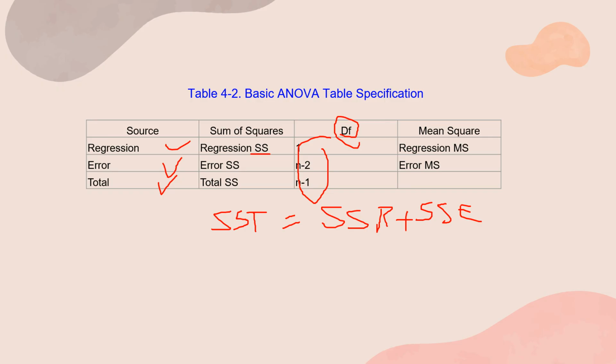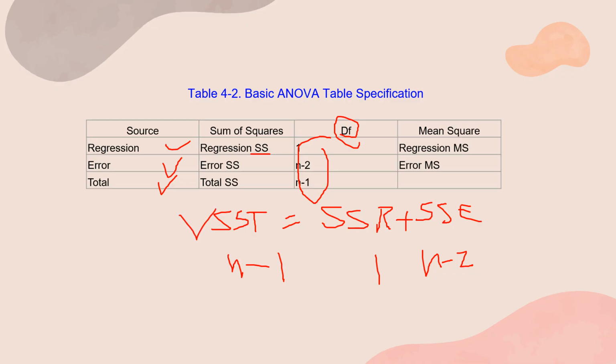SST equals SSR plus SSE. Understand? The degree of freedom is 1, right? 1 plus n minus 2 is equal to n minus 1. So that will be the 1 here, n minus 2 here, degree of freedom. This is n minus 1. So please remember this formula right here.